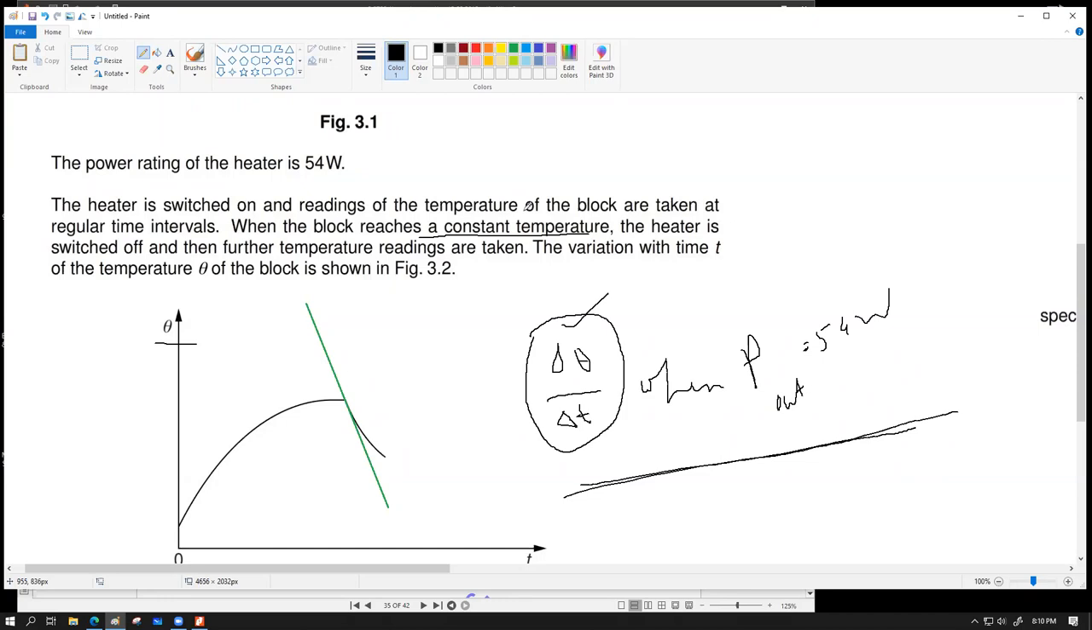So with the statement that I just made, from the graph with appropriate drawing, we can calculate the delta theta by delta t value when P out is exactly 54 watt. Can we get this information? Sir, P out is power lost to surroundings. Yes.